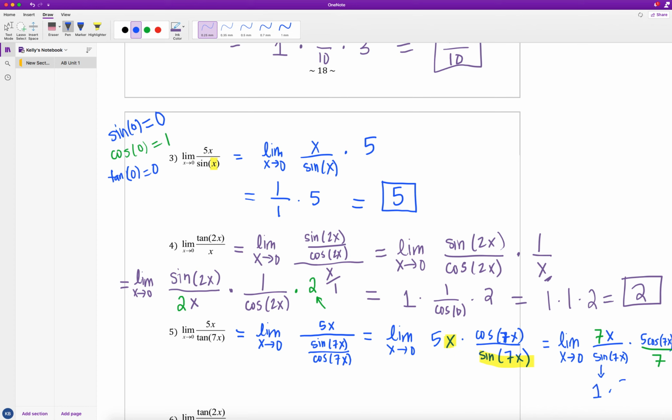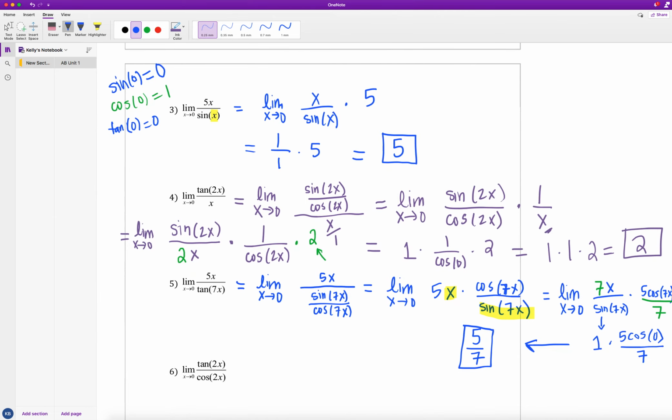And then on the second guy, I'll get 5 times cosine of 0 by directly subbing in, all over 7. Now I'm writing this a little backwards here. Cosine of 0 is 1, and I end up with 5 over 7 as my final answer then.